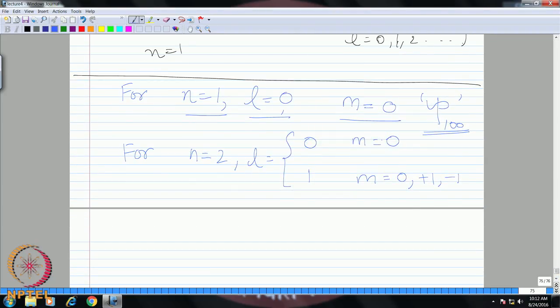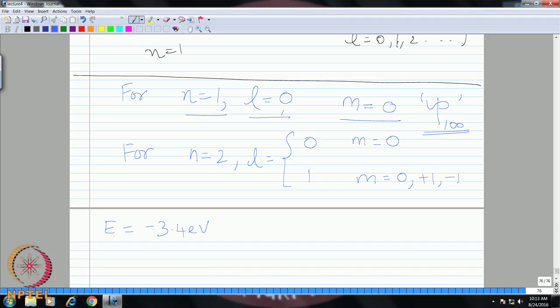1, 2, 3, 4. So, 4 quantum states having the same value of energy. Okay. So, what is the value of energy for this case? Minus 13.6 by 4, which is minus 3.4 electron volts for n equal to 2, and for n equal to 1 it is minus 13.6. So, this shows degeneracy if n equal to 2.